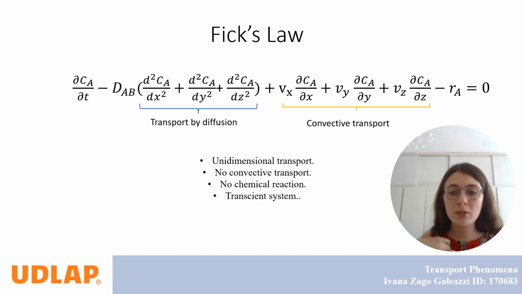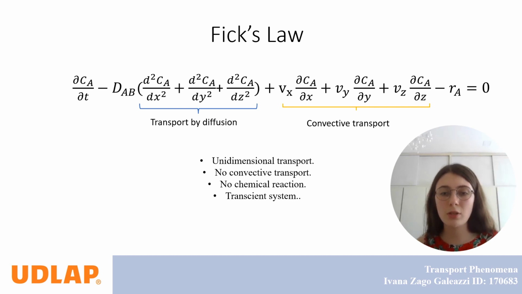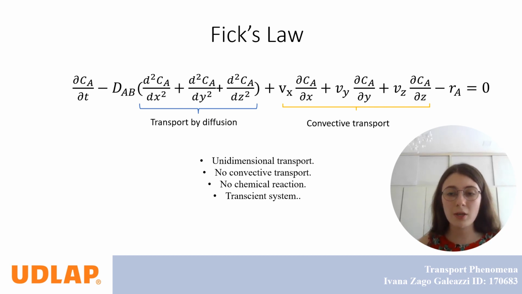There is movement of mass in a single direction because oxygen is moving downwards only. Then there is no convective transport because there is not a fan or something that moves around our fluids, so we can eliminate a great part of our equation. Then there is no chemical reaction because there is no mention of it in the problem. And lastly, we know that the problem is not in a steady state because it changes over time.